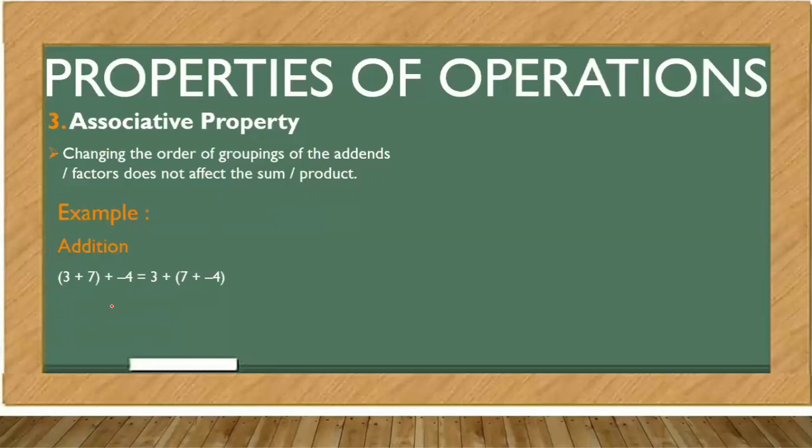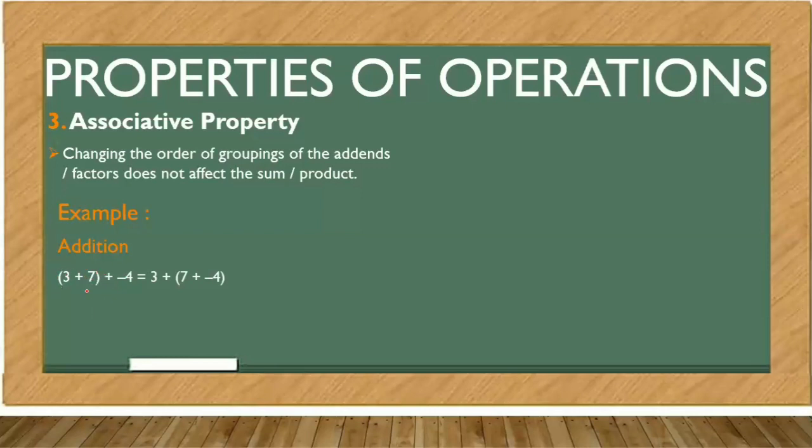Pag commutative, pinagbabaliktad lang. Pag associative naman, pinapalitan natin yung order of groupings niya, which is yung ating parenthesis. Alright? Example, this one. 3 plus 7, di ba po? Ang PEMDAS, laging inuuna natin yung parenthesis. So, ganun po pag groupings. Meron tayong parenthesis. Alright? Unahin natin yung parenthesis.